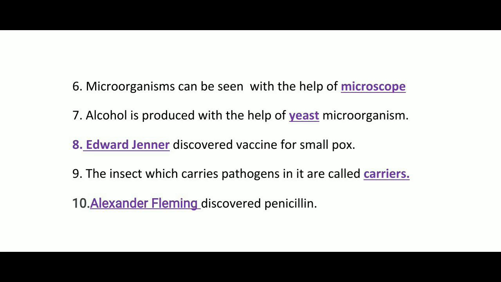Next question. Dash discovered the vaccine for smallpox. Then who discovered the vaccine for smallpox? Yes, Edward Jenner. Edward Jenner is a scientist who discovered the vaccine for smallpox. Smallpox is a viral disease. So this you already know. Next one.